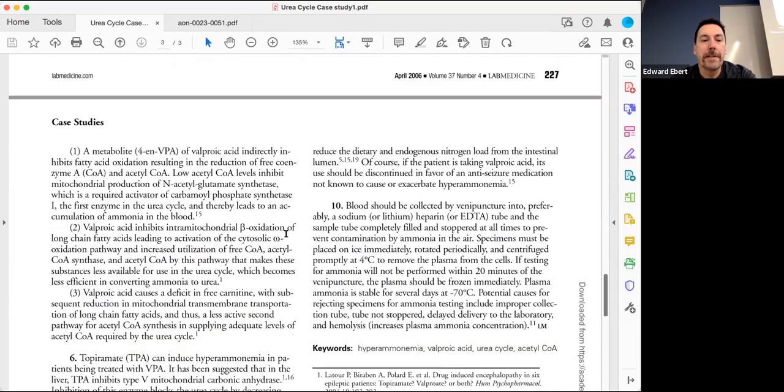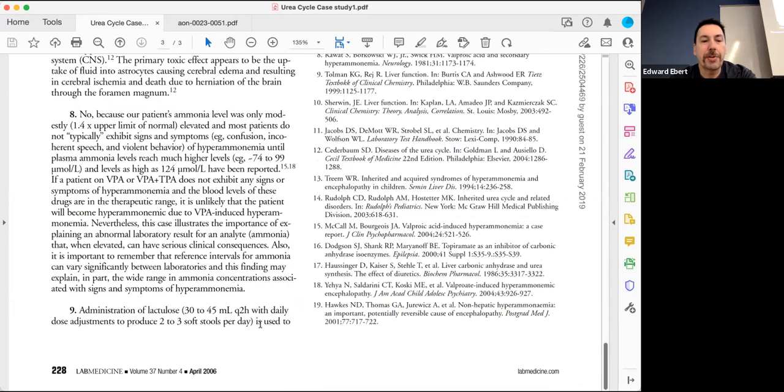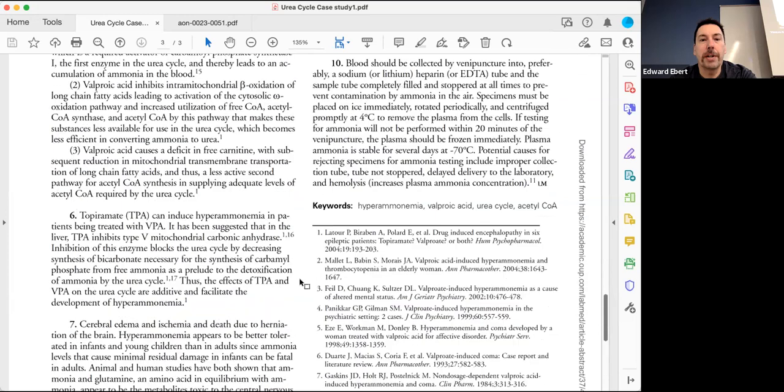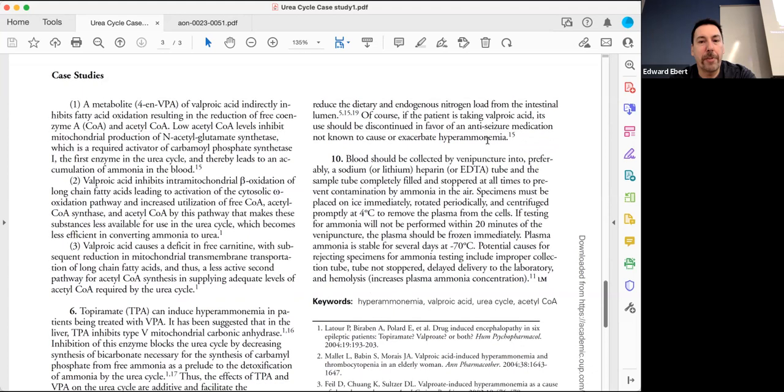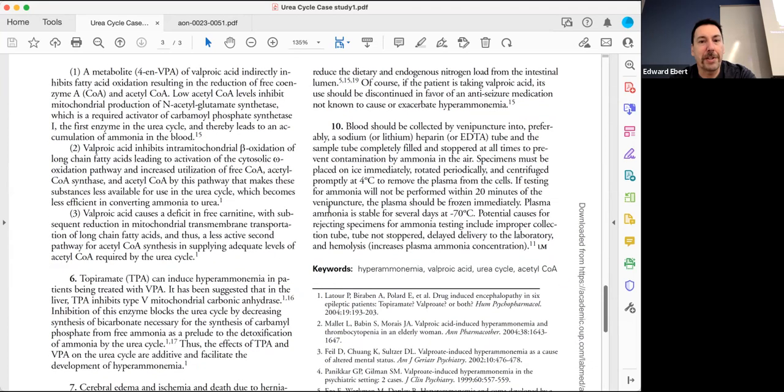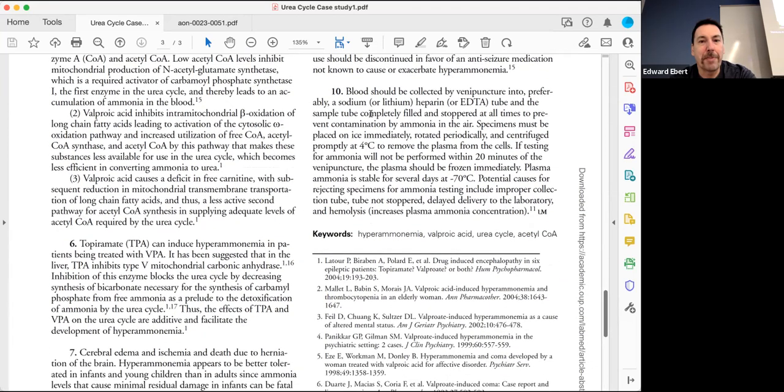All right. So administration of lactulose is used to reduce nitrogen load from the intestinal lumen. Okay, so this should reduce the nitrogen that's being taken up in here, and maybe possibly changing the medication, the valproic acid, change it for something that is not known to cause hyperammonemia.